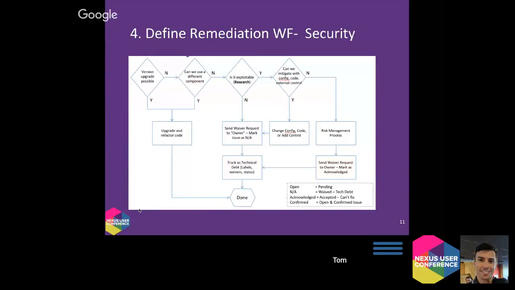So this is an example workflow for security issue remediation, and I just throw this out to say this is something that you could take and tailor. It may not fit yours. It's not one size fits all, but it's something that you can take and then publish and share with all the stakeholders. So pretty typical, as you would suspect. First question: is there a version upgrade possible? Is there a component that is not vulnerable or is less vulnerable? If yes, then this is great.